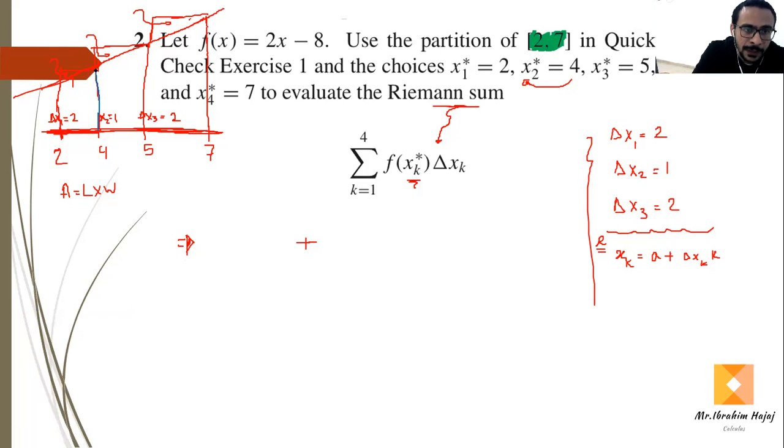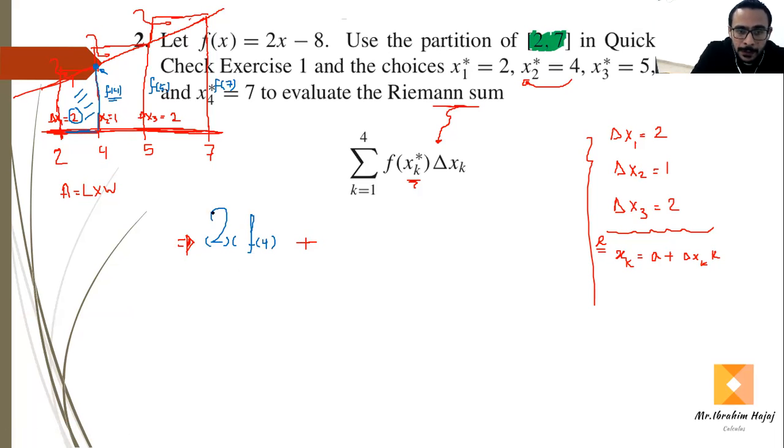Here is the height. And how to find the height? f of 4, this point. How to get this point, which is f of 4. And how to get the height here for the second rectangle, f of 5. And here f of 7. So multiplying delta x1, which is 2, by f of 4. So it's 2 multiplied by the height of this rectangle, which is f of 4.